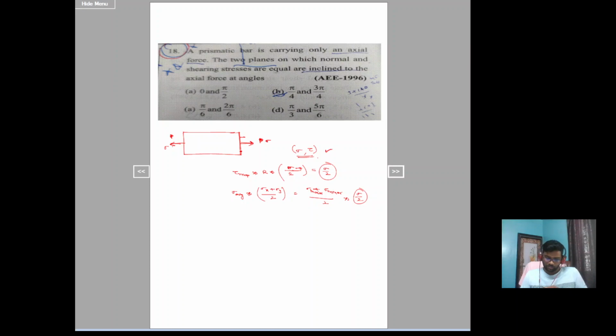Now sigma average. In case of sigma average, I am taking sigma x plus sigma y by 2, which can also be written as sigma major plus sigma minor by 2. Why? In case of any stress system, the sum of the normal stresses acting on any two perpendicular planes will be constant.